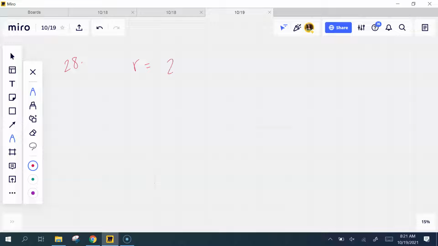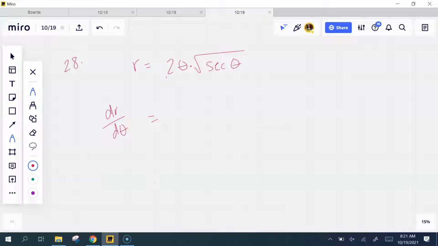R equals 2 theta times the square root of secant theta. And it says find dr/d theta. I see a product rule here. Do we all see a product? Okay, I'll go through it again. Yeah, we did it already.